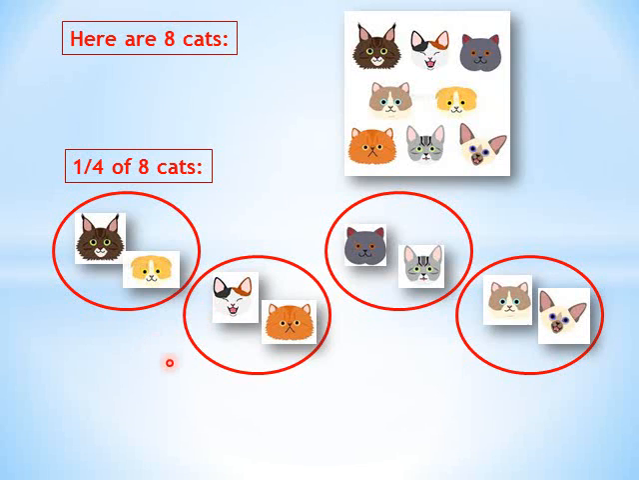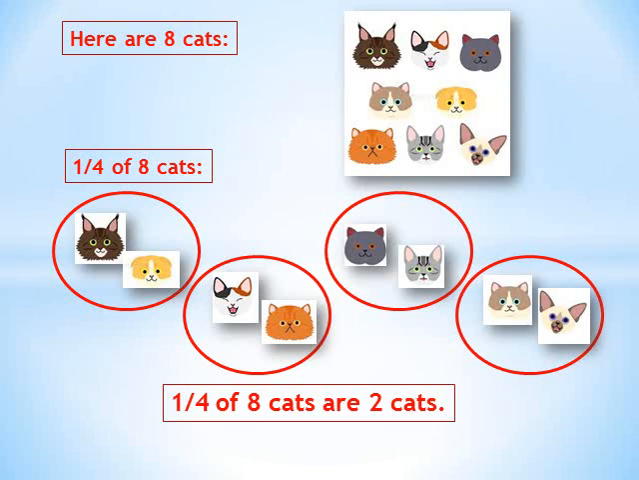Okay, do all the groups have equal numbers of cats? Yes, all the groups have 2 cats. So 1/4 of 8 cats are 2 cats, or 1/4 of 8 is 2. Exactly.